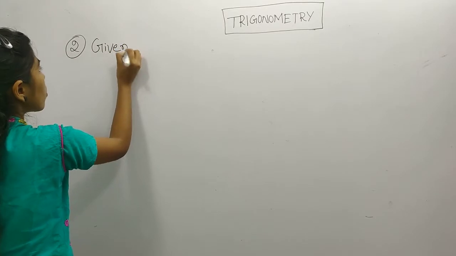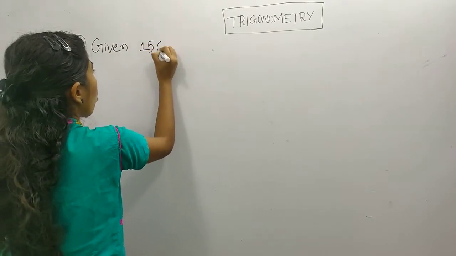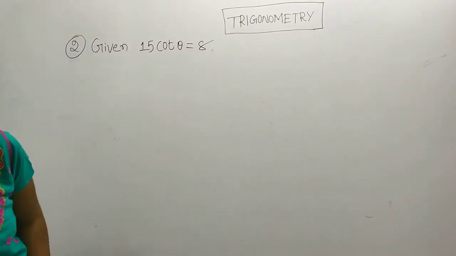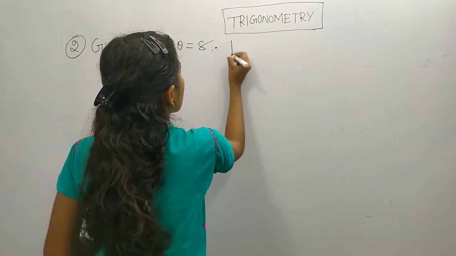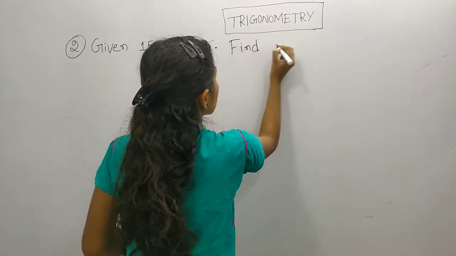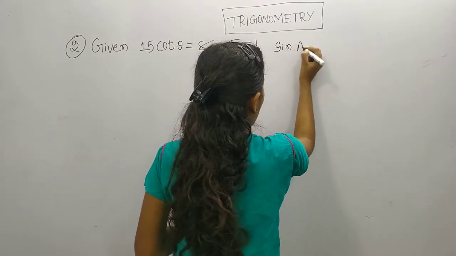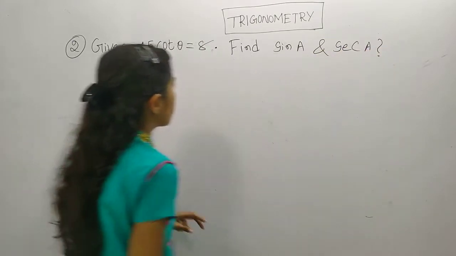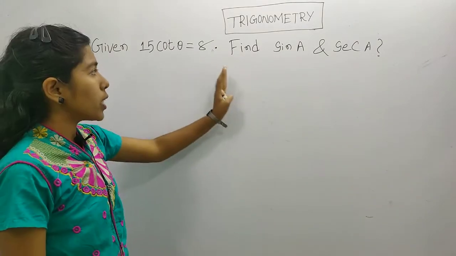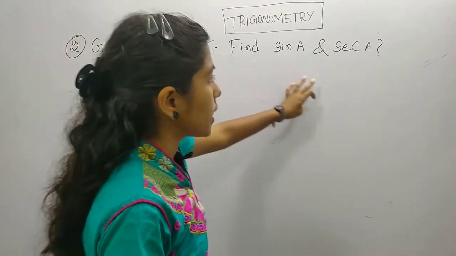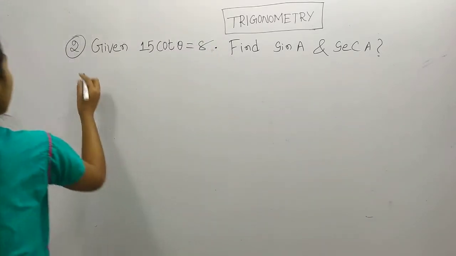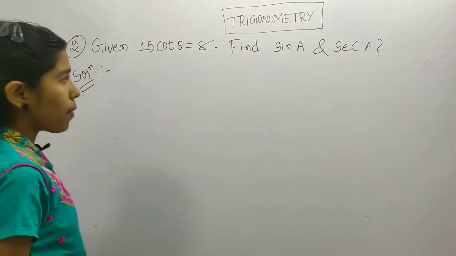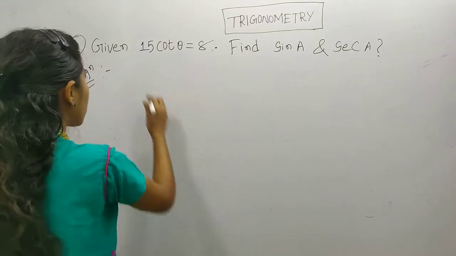Given 15 cot theta equals 8. So we have to find sin A and sec A. See here, given 15 cot theta equal to 8, find sin A and sec A. How will we find the solution? First, in maths we have to write what is given in the question.